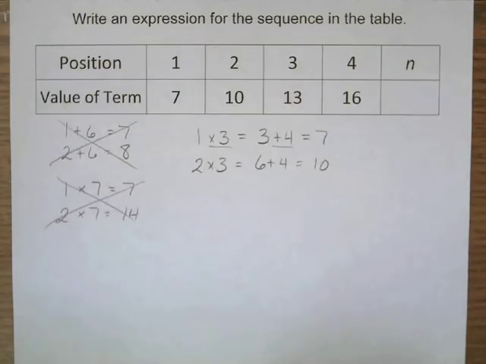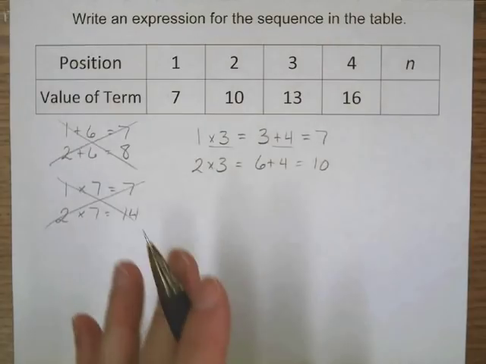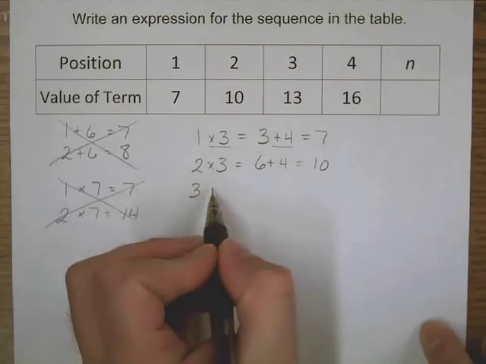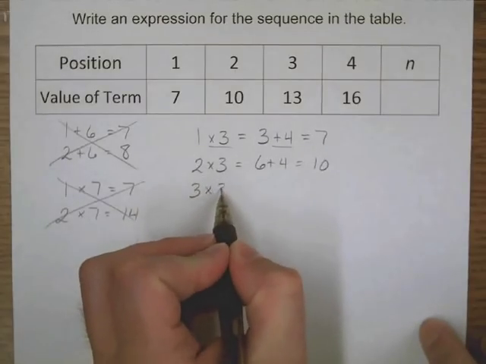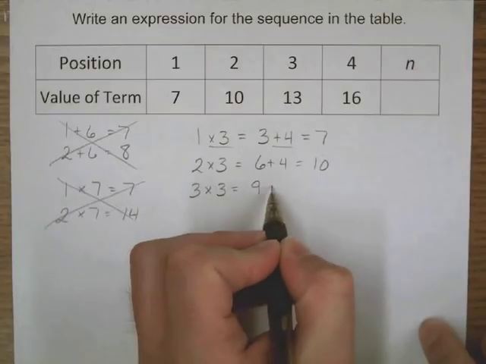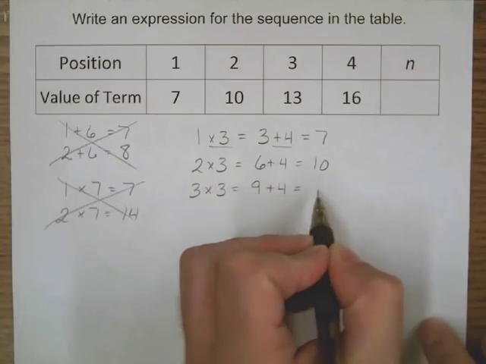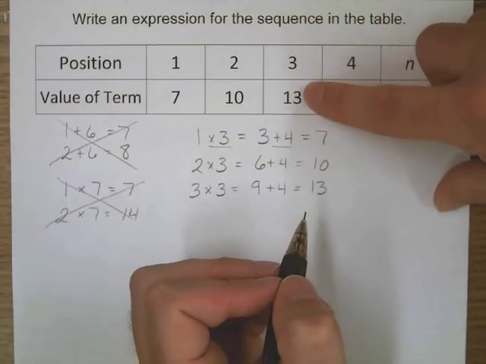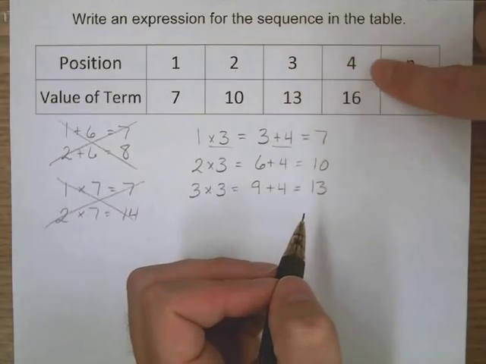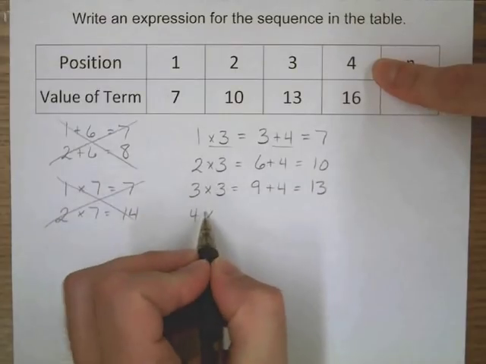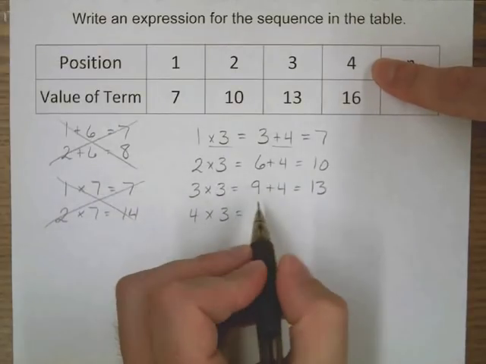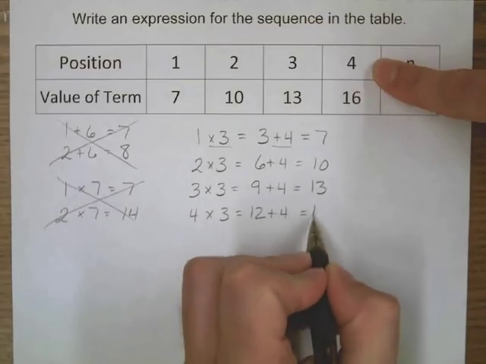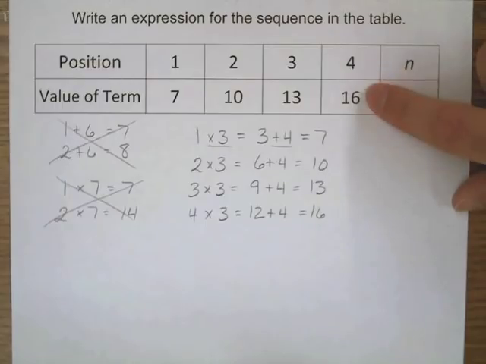Let's see if this continues. I want to make sure that it works for all the data in my table. So position 3, I'm going to multiply by 3 again. That gets me 9. And add 4. 9 plus 4 is 13. And for the third position, it's 13. So far, so good. Let's try it for our last term. 4 times 3 is 12. Add in the 4, and I get 16, and that's what I want.